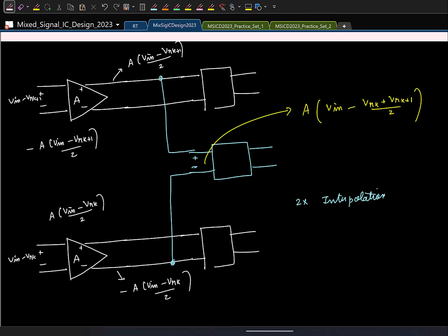matching A is very difficult. Actually, it turns out in CMOS processes, matching resistors and capacitors can be done better than matching transistors. So the gain matching will be much more difficult. Because of all this, it is not done commonly now. But what is done in the recent past is a different kind of interpolation. We'll look at that. That is a little bit more common.